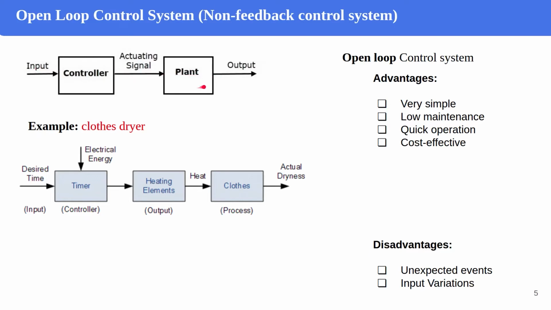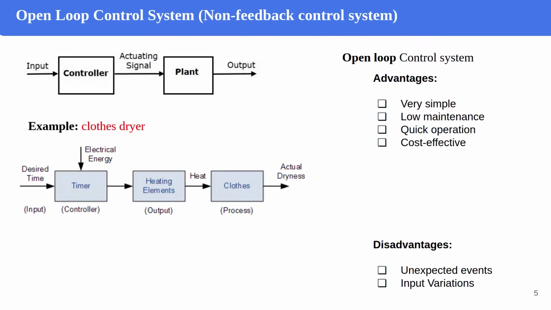So you see, it is a very simple system, and we don't need much maintenance. The operation can be done very quickly, and it's so cost effective. There are a lot of examples of open loop control systems. Here we want to consider the clothes dryer, which we use in our daily life.